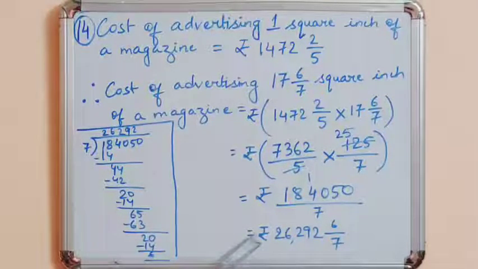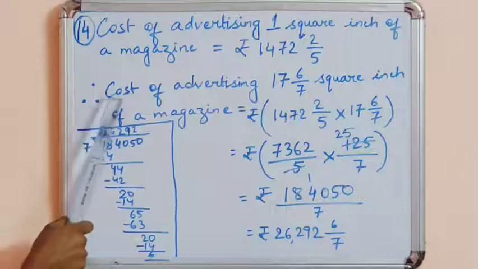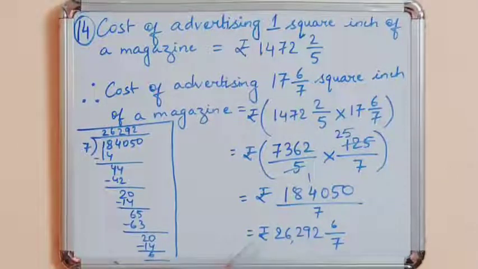So the answer is rupees. Why rupees? Because cost. So cost, the unit has to be rupees. Rupees 26,292 6/7 is the answer.